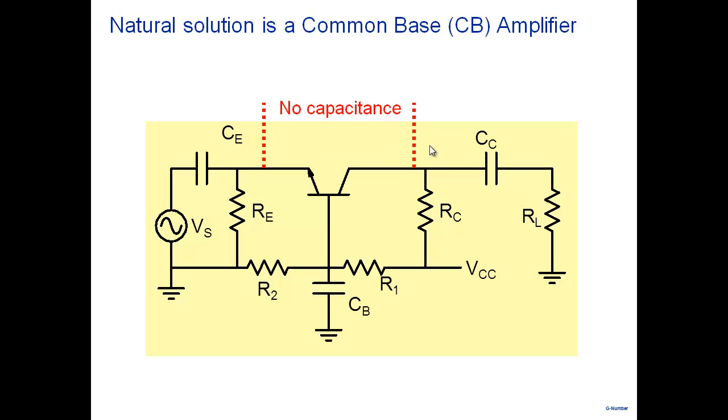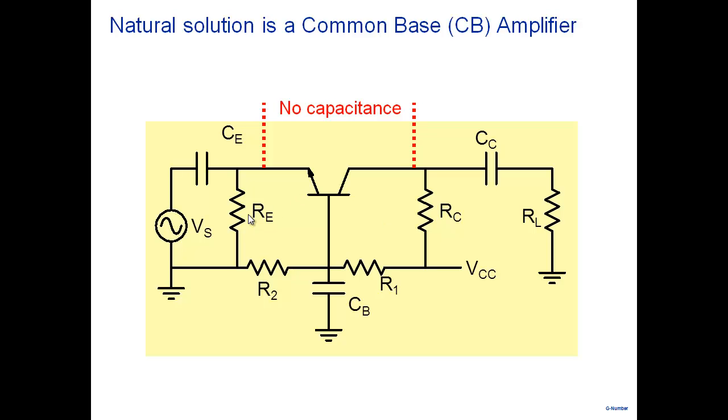So that's one way of introducing a common base amplifier. It's being introduced as an attempt to solve a particular problem in the common emitter amplifier. As you can see in this simple schematic that we have drawn, the earlier schematic was a vertical schematic. We have turned it 90 degrees.